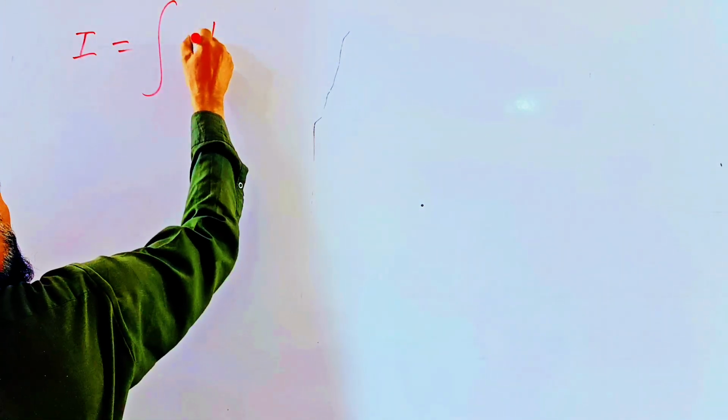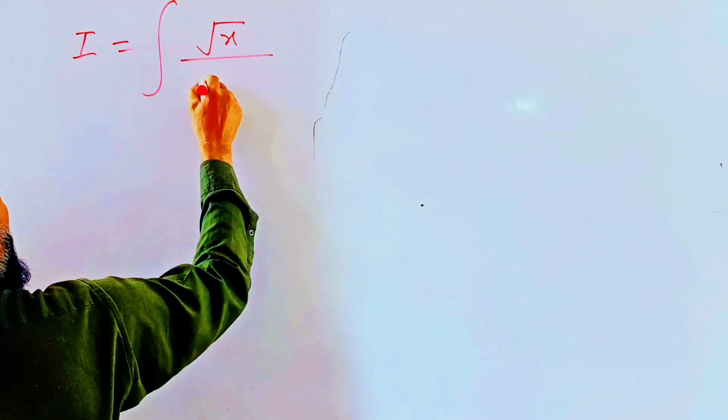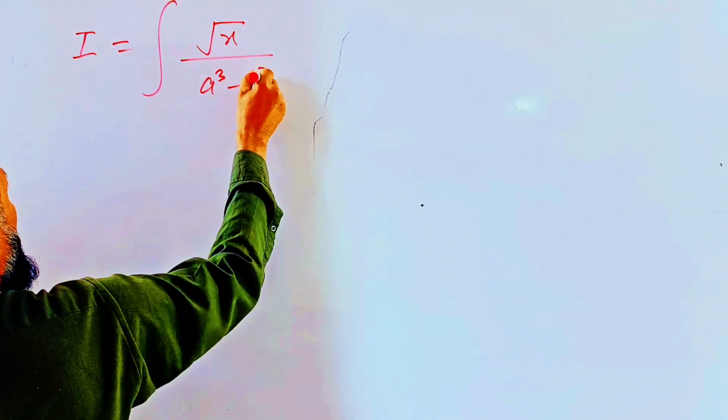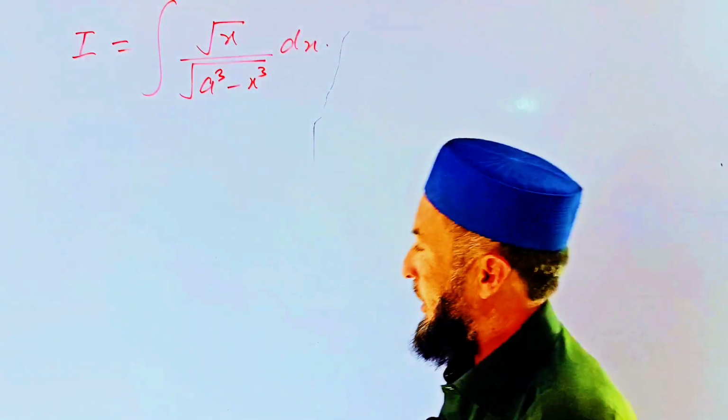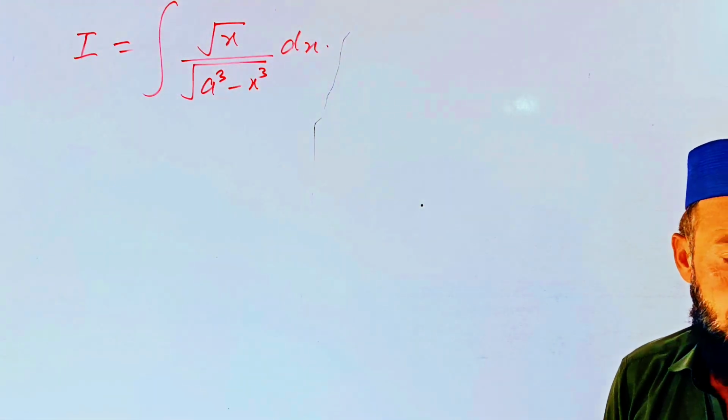Today we have a new question for you, integration. So integration I is equal to the integral of x under the root divided by a cube minus x cube square root dx. Looking like a very difficult question, but we will solve it.